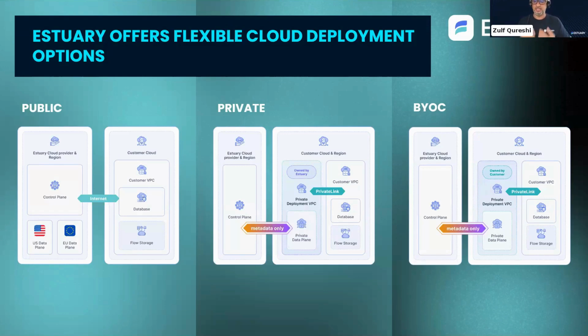With private, it's Estuary owning that responsibility. So you tell us what cloud and region you prefer, and we will spin up that data plane. When it comes to specifying in your configuration which data plane you want to execute on, you'll see one specifically saying private data plane for you.